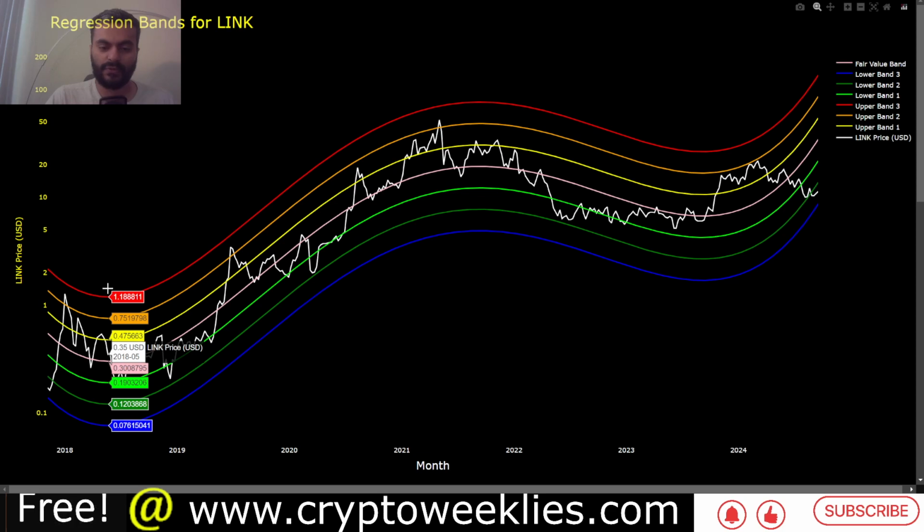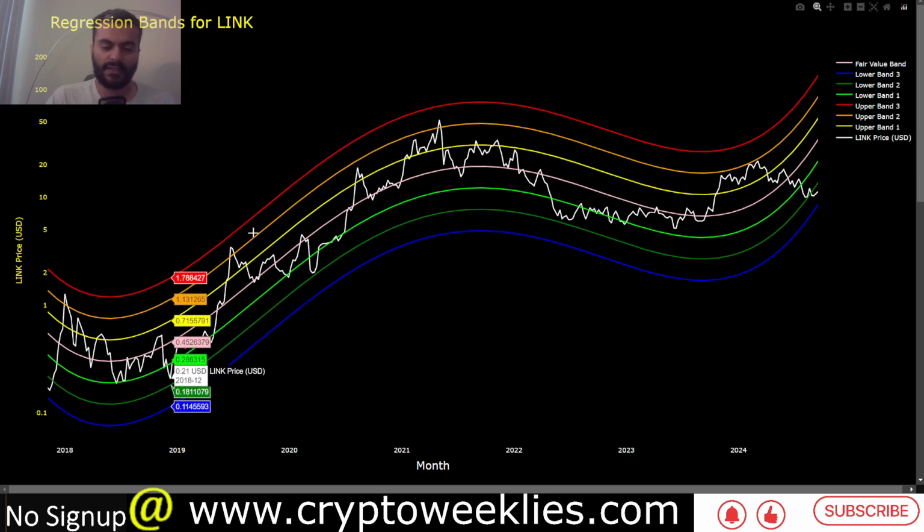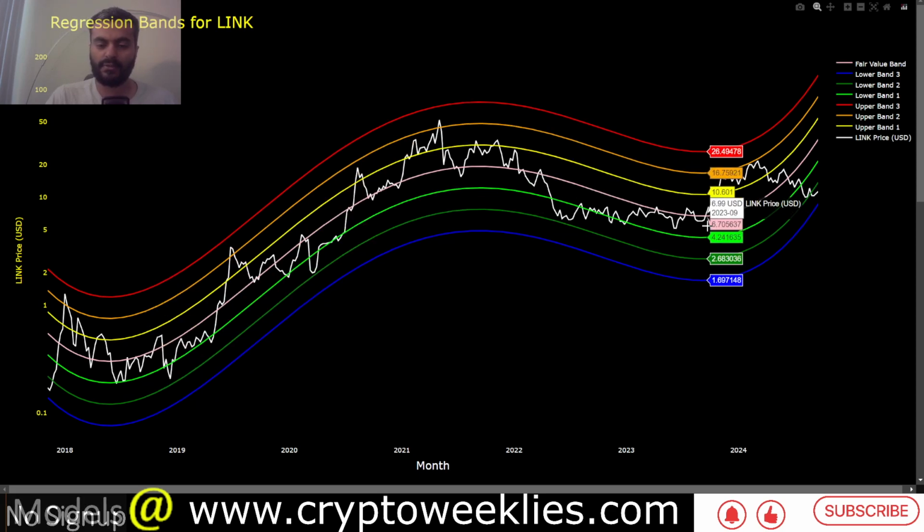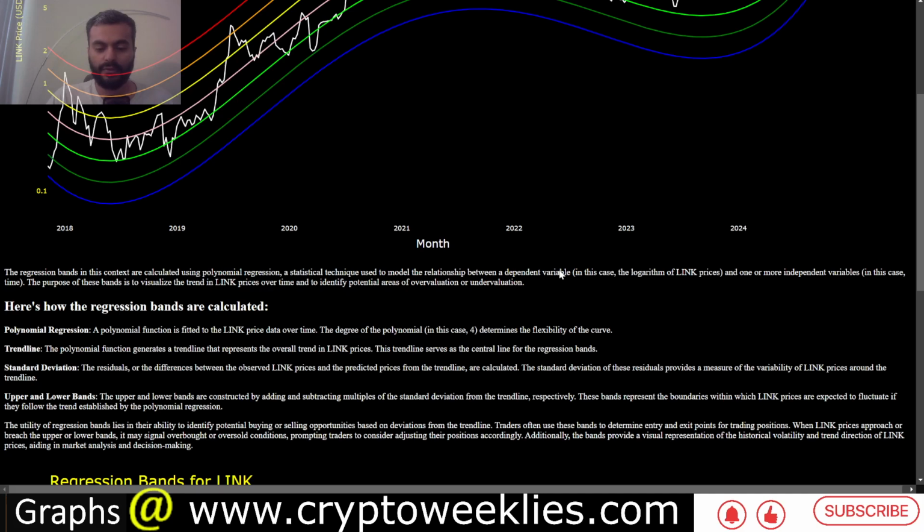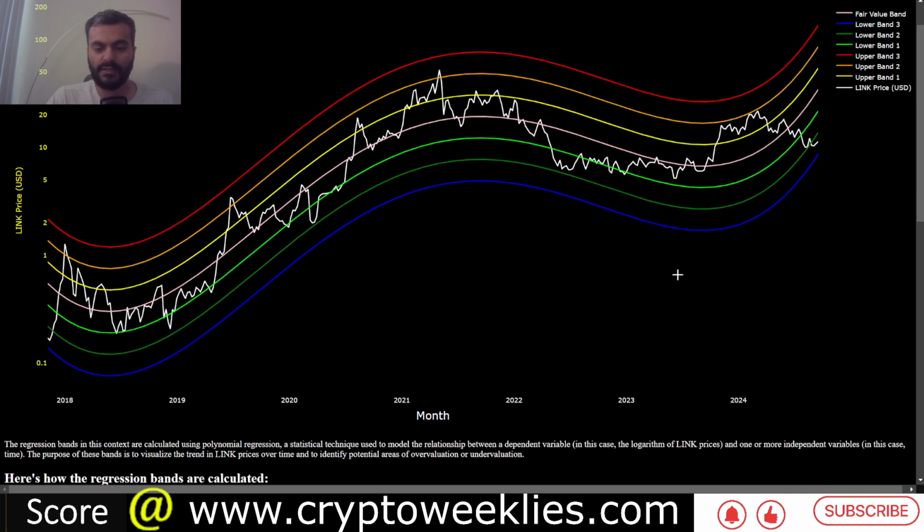The price moves in a non-linear fashion, where in the bull phases the prices go up, and in the bear phases the prices go down. The degrees of freedom are at around 4. So if you want to know how it is calculated, the details are on the bottom of this analysis.